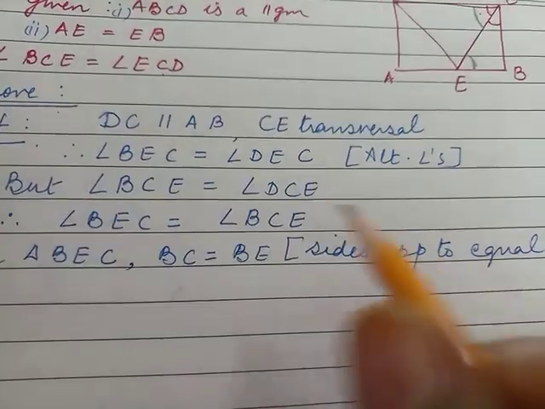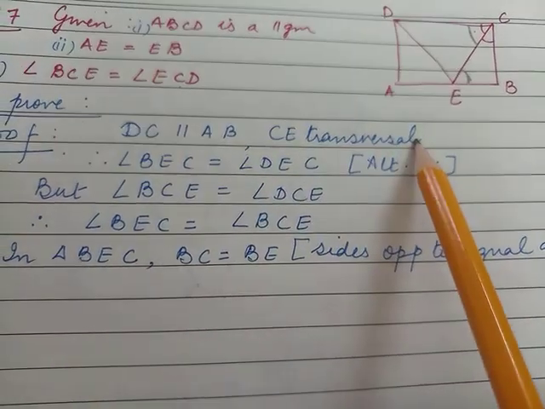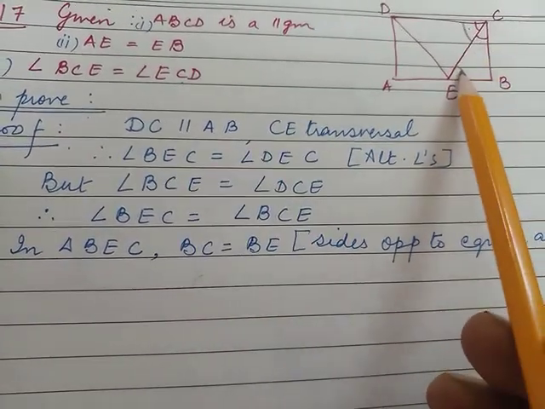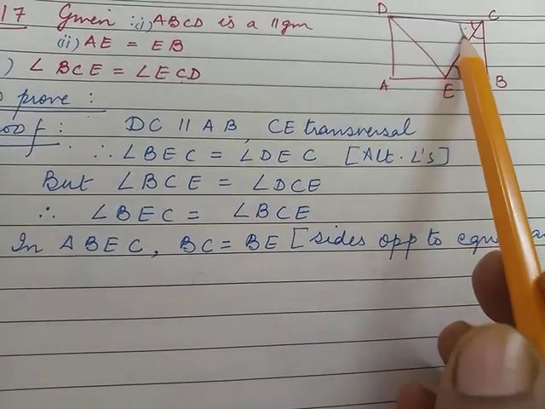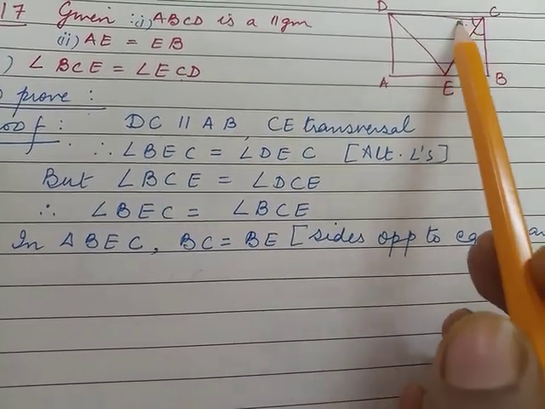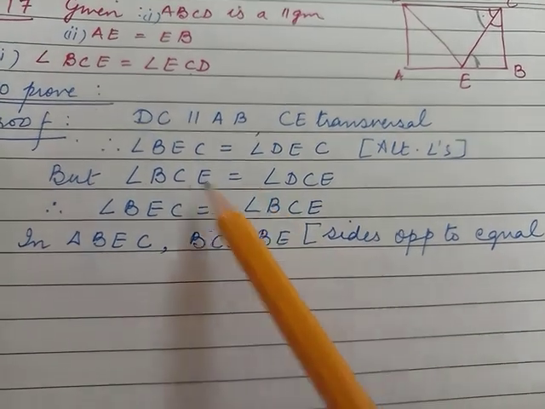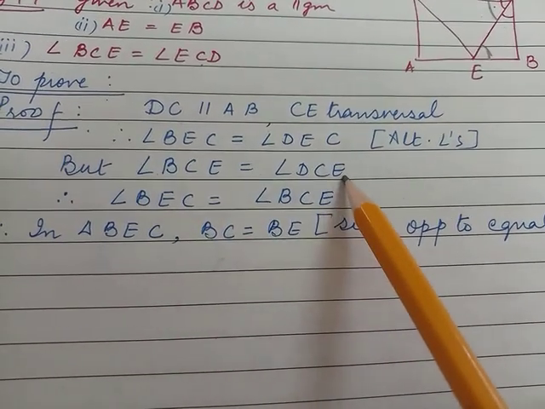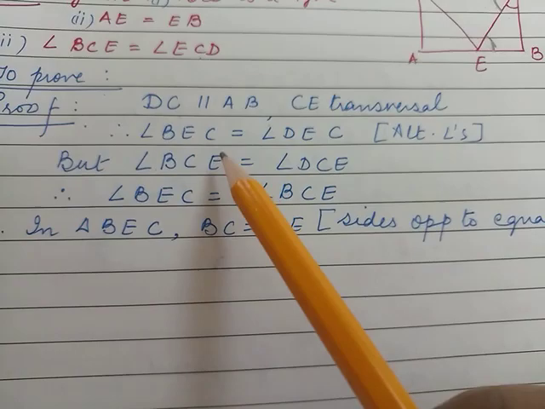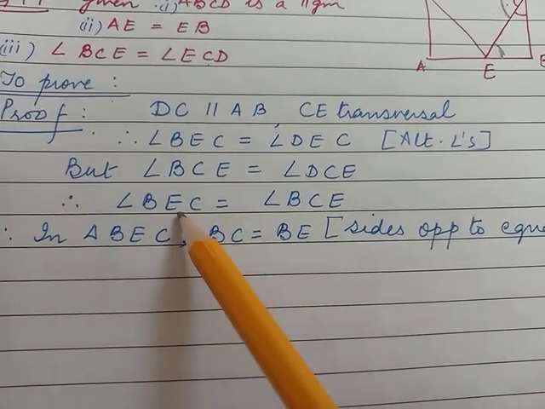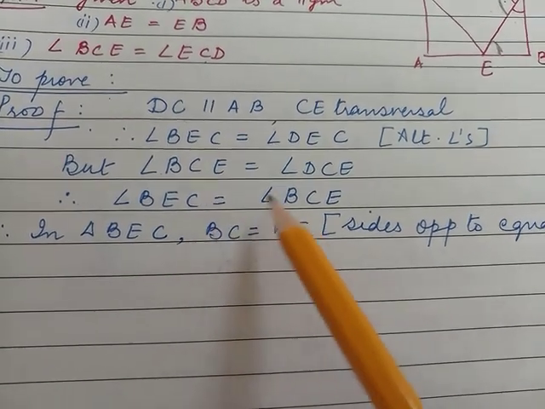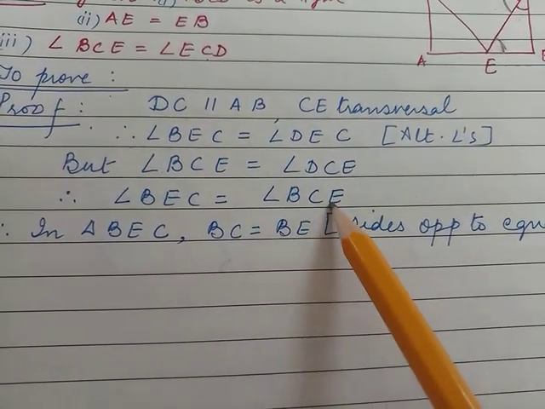See student, I have written the proof. DC is parallel to AB and C is the transversal. These two angles are alternate, so these two angles are equal. It's given, angle BCE is equal to angle DCE. It's given. Therefore, from these two, we conclude that angle BEC is equal to angle BCE.